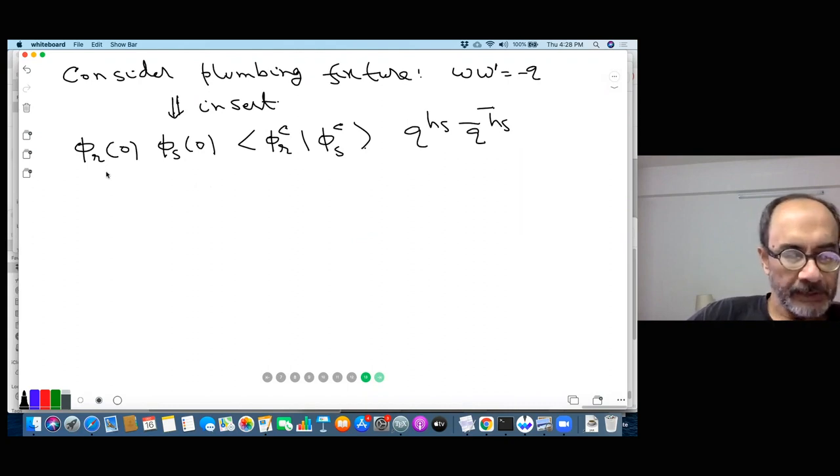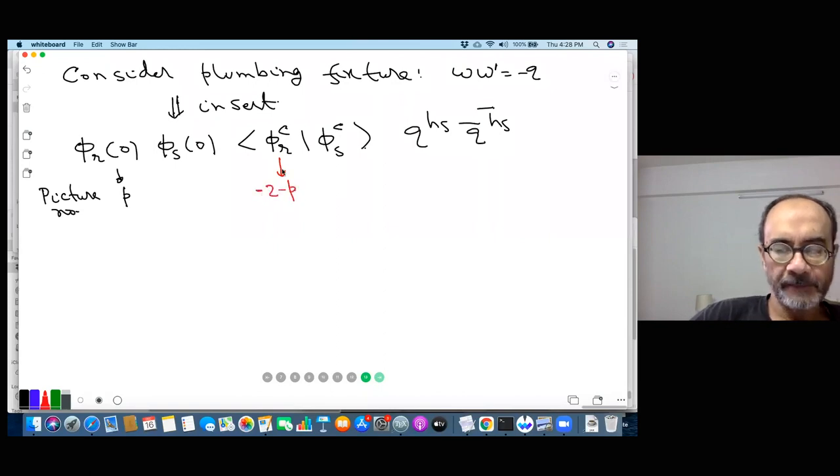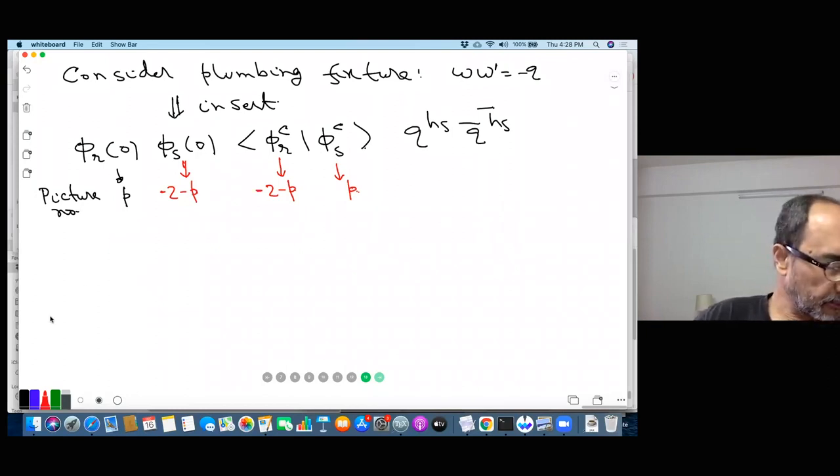Now let's suppose that this one has picture number P. So if this one has picture number P, this is the conjugate state, so this must have picture number minus two minus P. Because you remember on a sphere, the two-point function is non-zero if the picture numbers add up to minus two. So because this is a conjugate state, the sum of the two must be minus two. Then we see that because this is an inner product, it's non-zero only if this one has picture number P, and this one must have picture number minus 2 minus P.